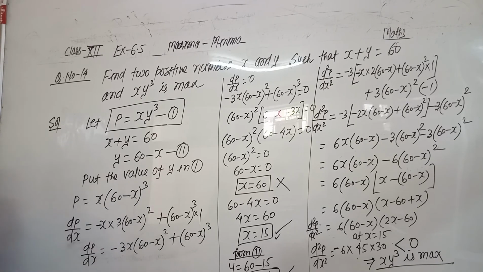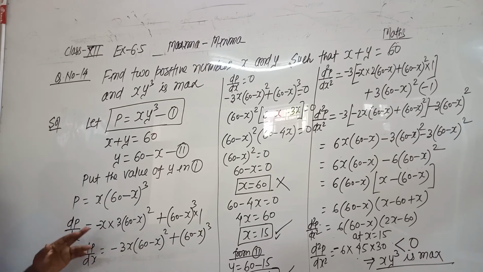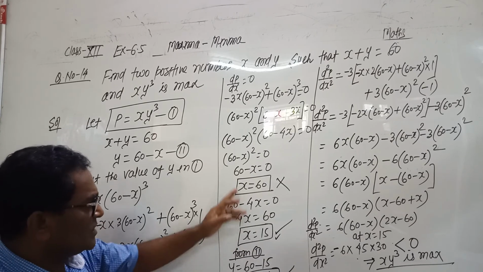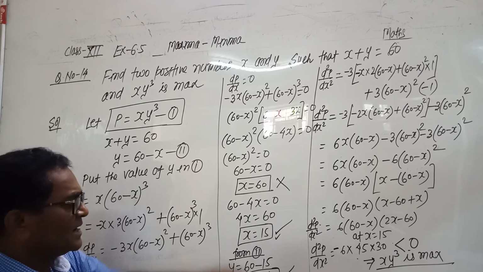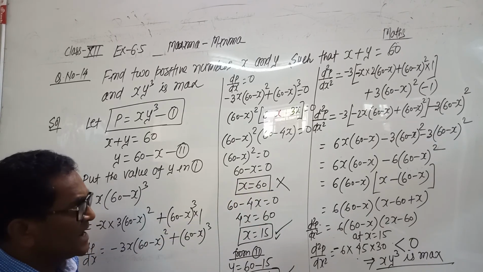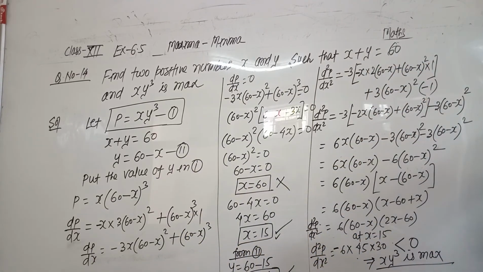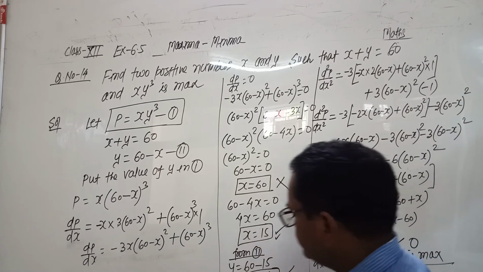In one variable we have to convert, that is our motto. Then we have to find its derivative, dP/dx. Then make it equal to 0, dP/dx equals 0. Find the value of x. It gives two values, x equals 60 and x equals 15. But x equals 60 can't be taken because the sum of two numbers is 60. If one number is 60, then the other number will become 0. So this value we can't take. We take x equals 15.